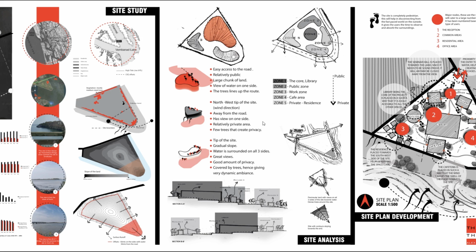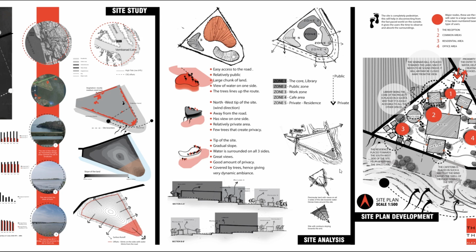For the zoning of spaces on site, I have divided it into three main zones. Zone 1 has easy access to the road, is relatively public, a large chunk of land, with a view of water on one side, and trees lined up along the road. Zone 2 is the tip of the site, with a gradual slope, water on all three sides, great views, and a good amount of privacy, covered by trees, hence giving a very dynamic ambience. The last, zone 3, is the northwest tip of the site, away from the road, with a view on one side, a relatively private area, and a few trees that create privacy.